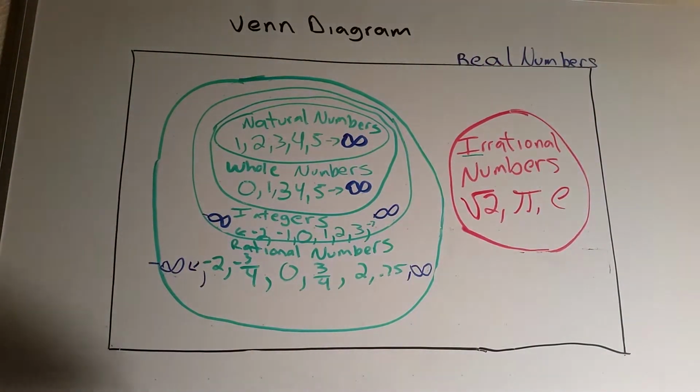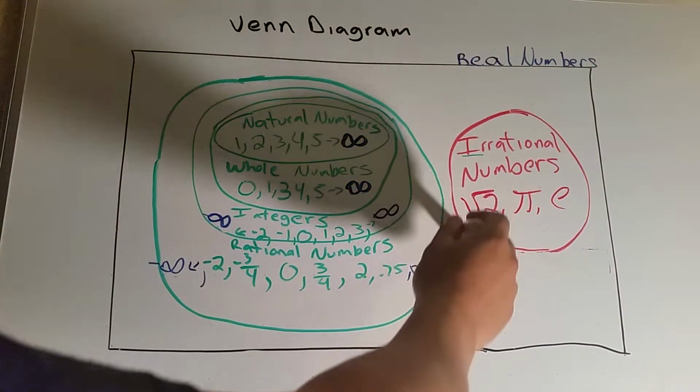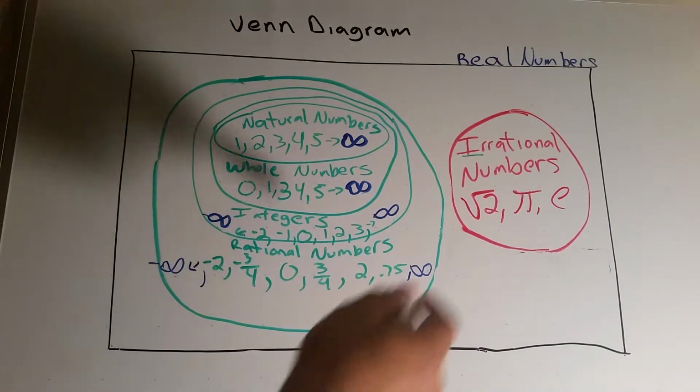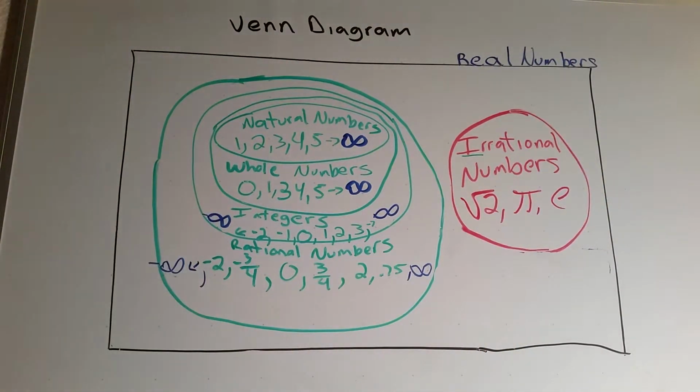Now, the next step, as you can see, I separated them into two circles. And notice that these two circles are not crossing over. What that means is that any number that falls under irrational is not going to fall under this category over here. Okay? So we're going to go ahead and get started with a smaller circle.